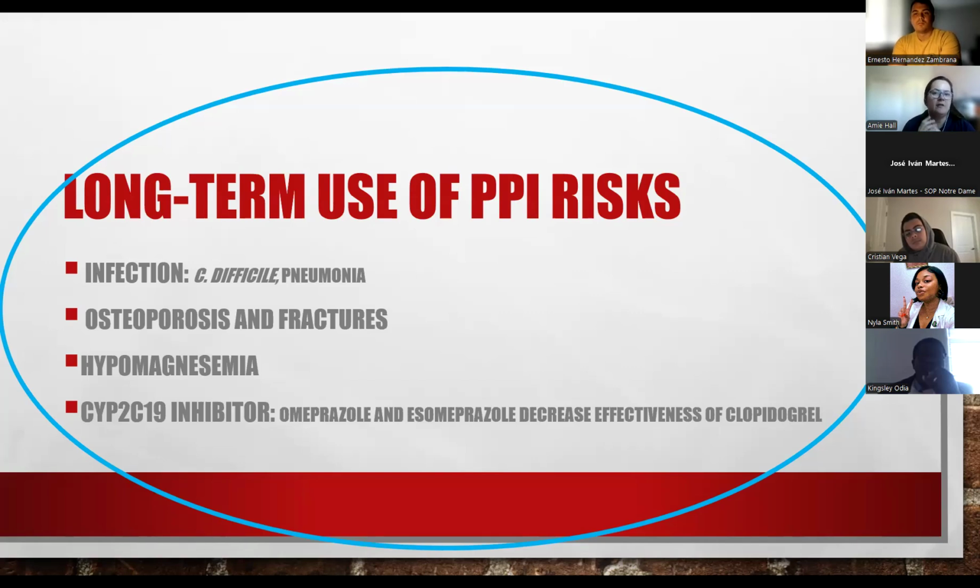Calcium is something that needs an acidic environment for absorption. So if we are on long-term PPIs and we have an elevated pH in the stomach, we're not absorbing our calcium as well. And if we don't absorb our calcium very well, that can lead to increased risk of bone fracture, so osteoporosis. And osteoporosis can lead to bone fractures.